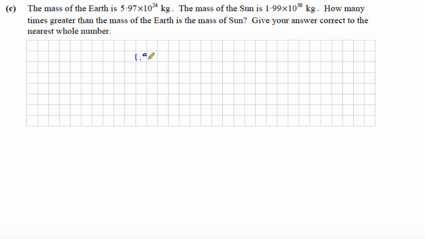So it's 1.99 by 10 to the 30 divided by 5.97 by 10 to the 24. And that gives us an answer of 333,333. That's to the nearest whole number. There are decimals in the answer, but to the nearest whole number, that's the answer. And that is the end of the question.